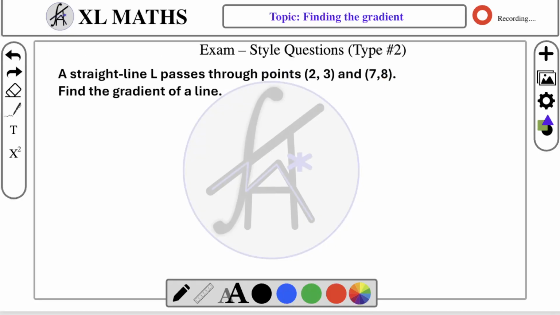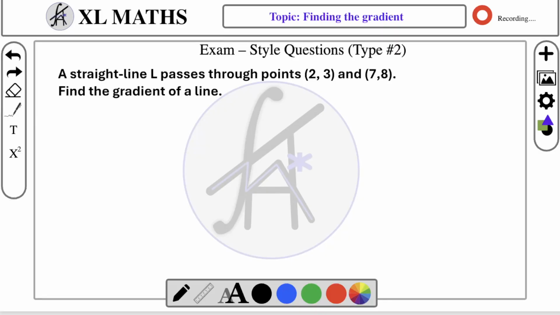We've seen these exam style questions in previous lessons also, to get the understanding of how the questions are being asked over there. A straight line L passes through points (2, 3) and (7, 8). We have to find out the gradient.